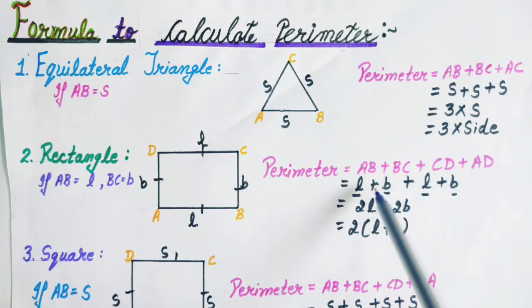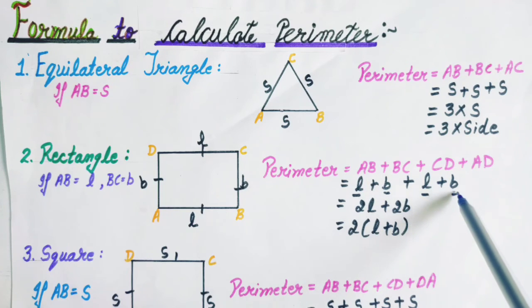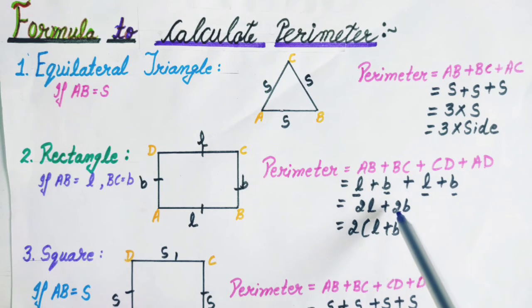Now we have to add. L plus L will be, students, 2L. B plus B, as they are 2 times, so we will write 2B. And the general formula of the rectangle will be 2 multiply bracket open L plus B, means length plus breadth, bracket close. Clear? Now let's move to the third figure, that is square.